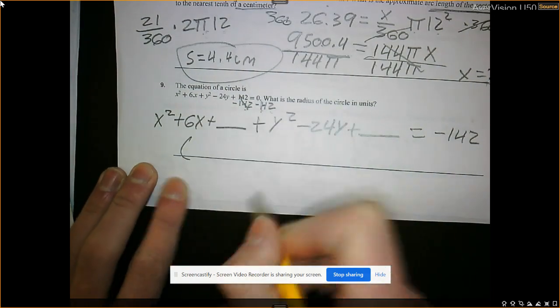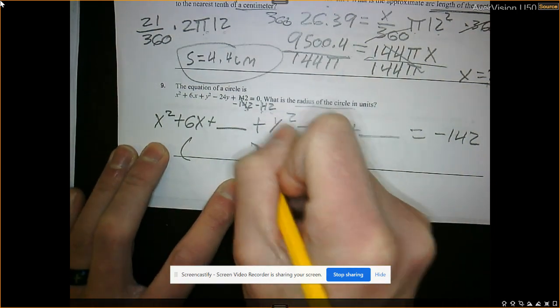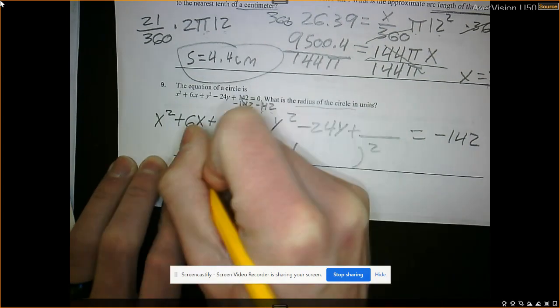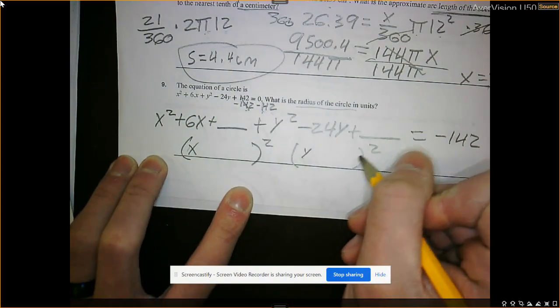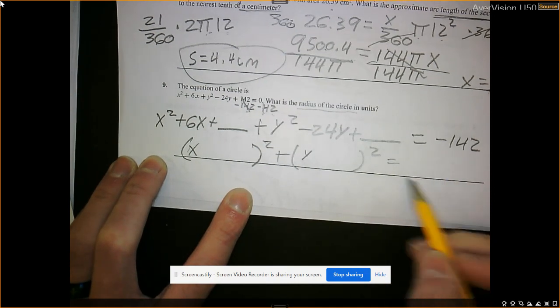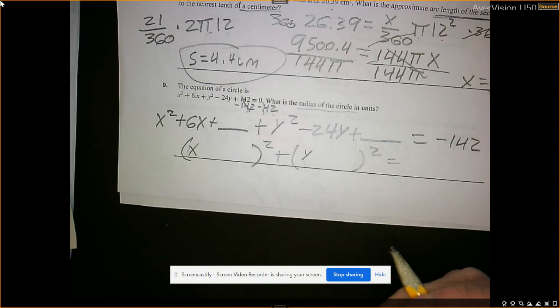Now again, if we're being asked what is the radius of the circle, well, we need to put this into this type of form, where we have x plus or minus something, y plus or minus something squared, equals, then whatever it's equal to is what we'll be able to take the square root of to find the radius.